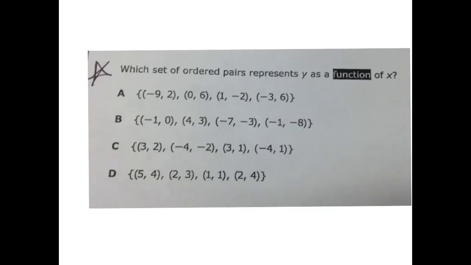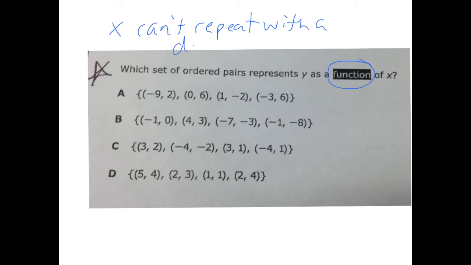Alright, next problem. It says which of the set of ordered pairs represents y as a function of x? So this is just, is it a function or not? Remember, this was our yes or no lesson. Remember that x can't repeat with a different y. So (-9, 0), (1, -3). No repeaters in there, so that one looks to be okay.